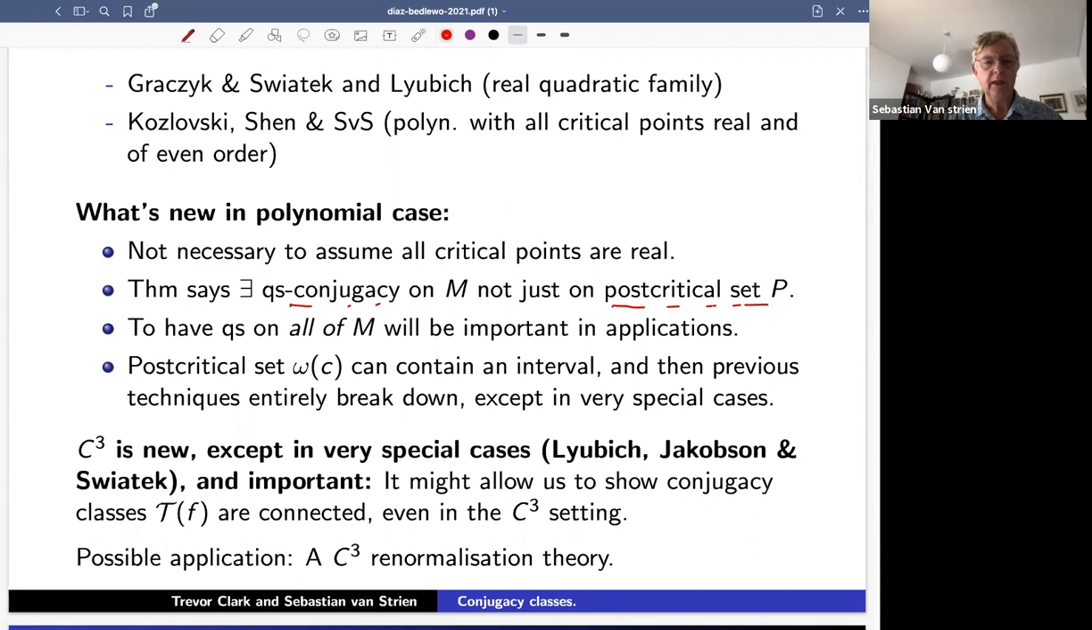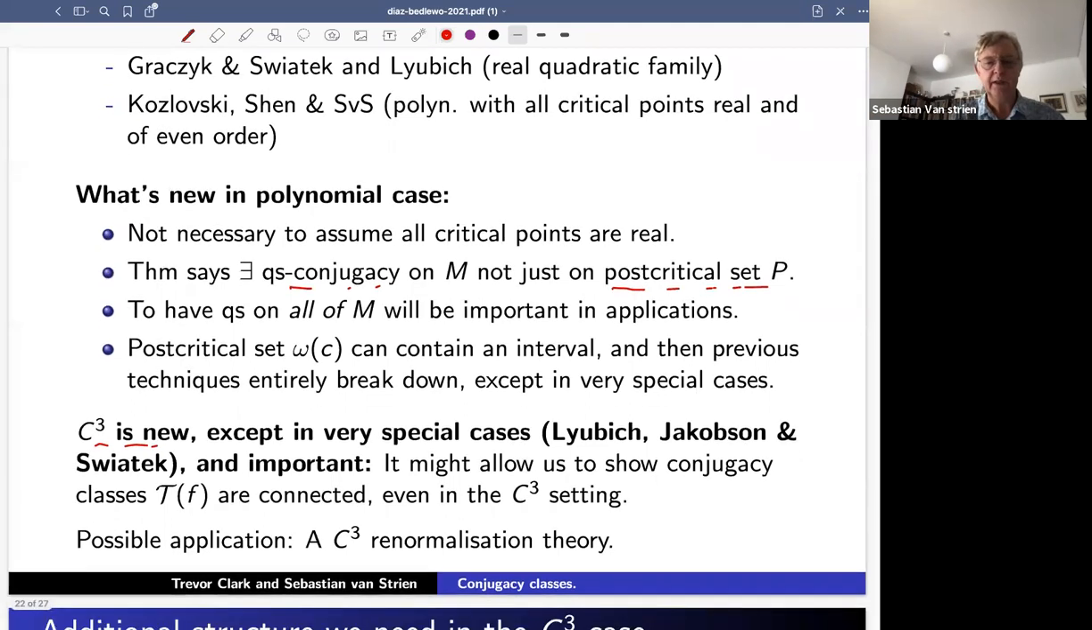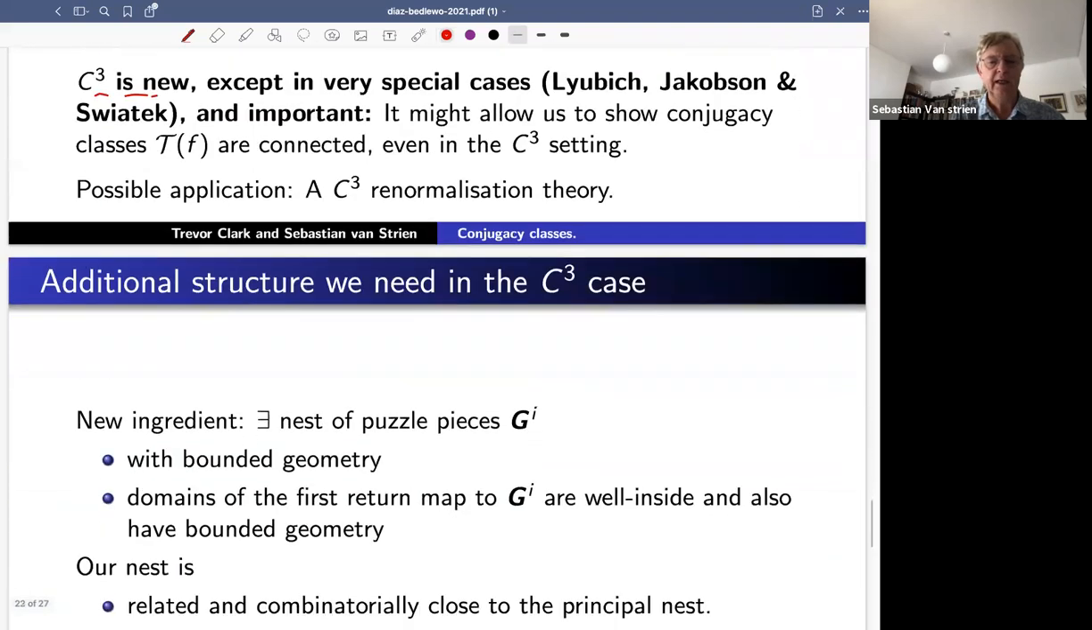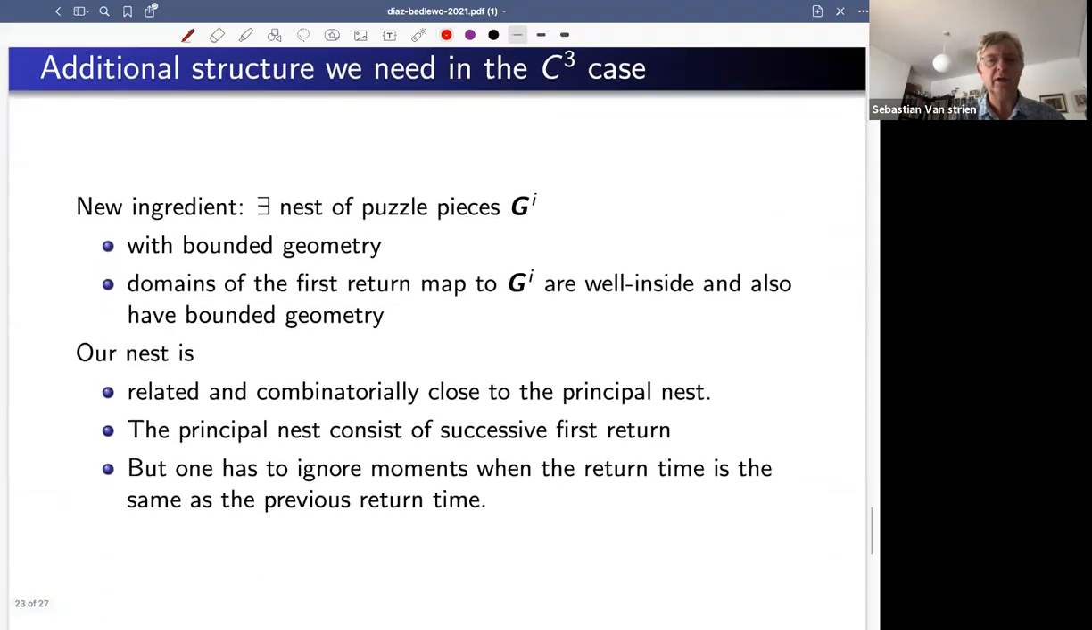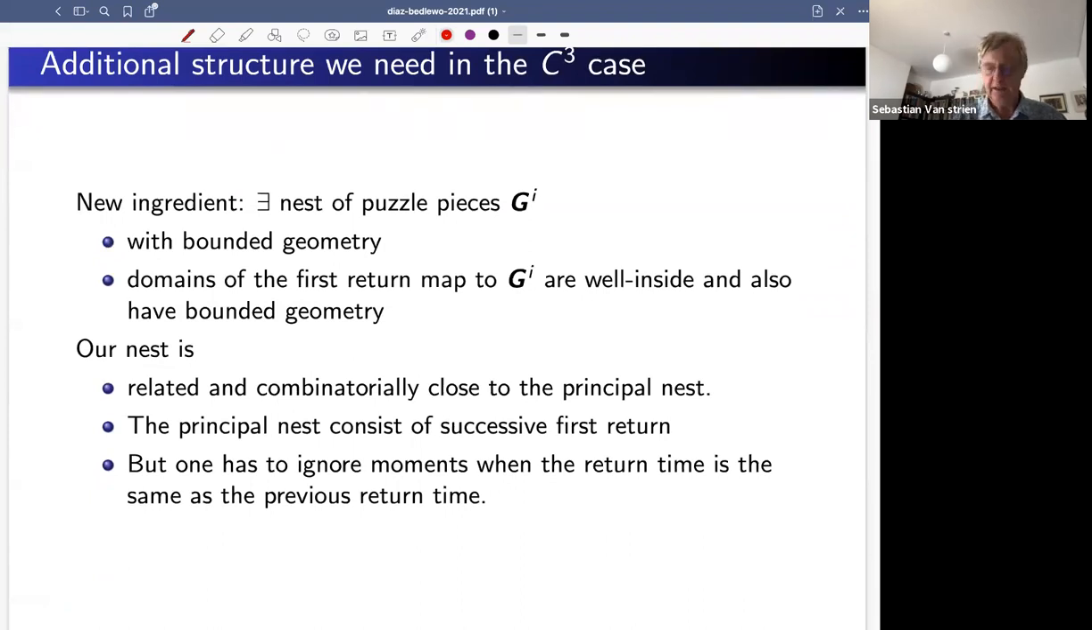And in fact, also a new thing is that the maps we look at are C3, and one possible application that we might want to develop is a C3 renormalization theory. And one thing that I'm at the moment writing up is that in this we need something about a particular nest of puzzle pieces, and it's quite surprising that you could find a sequence of puzzle pieces. Well, actually, let me draw it.